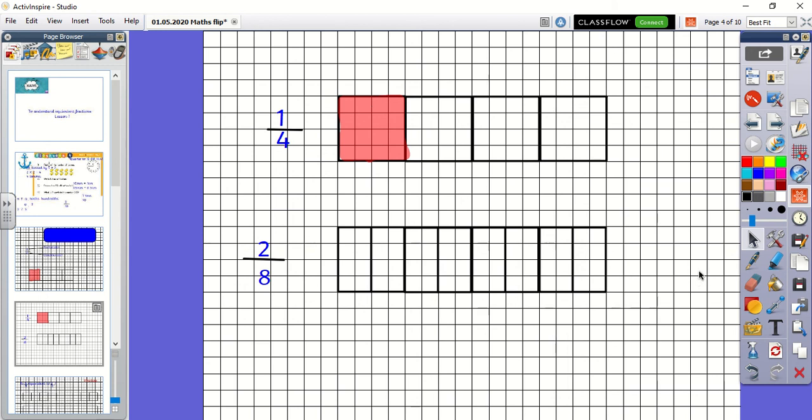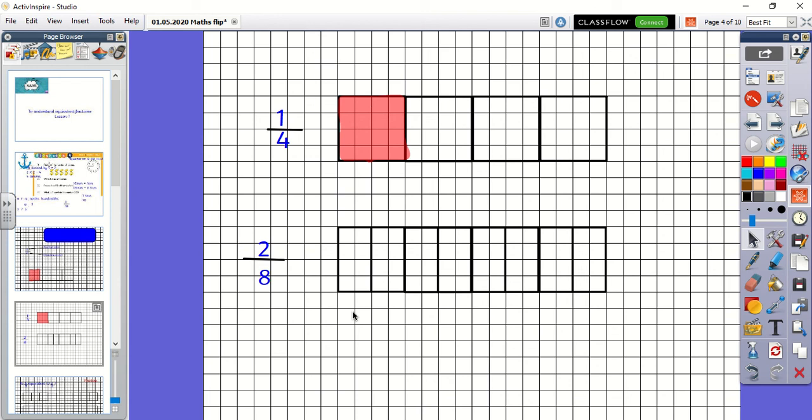Now what you should notice about the bar model is that they are both the same size, okay? So yes, they have lots of different sections in them, but they are still the same length. And that's really important to remember when you are comparing equivalent fractions. Your bar models need to be the same size, okay?